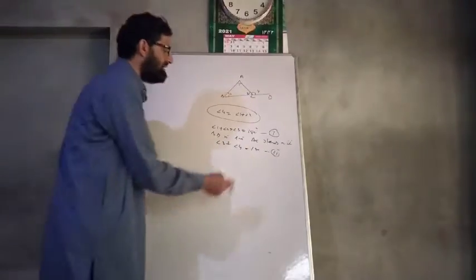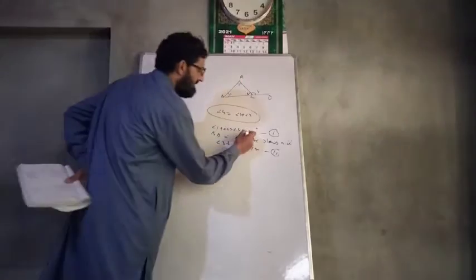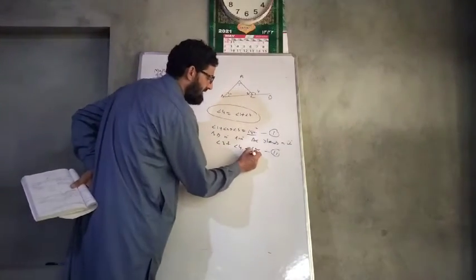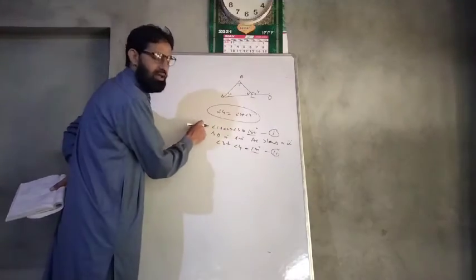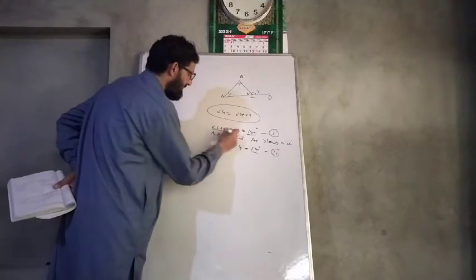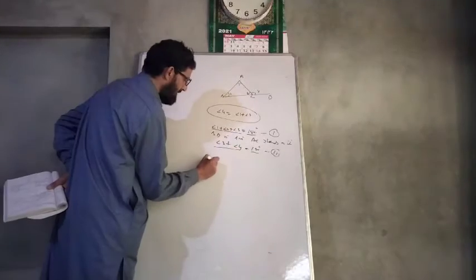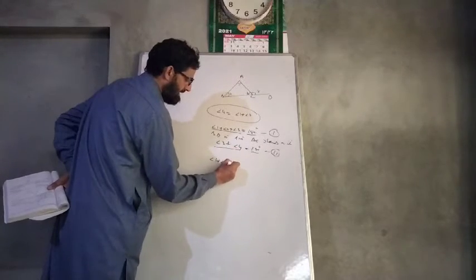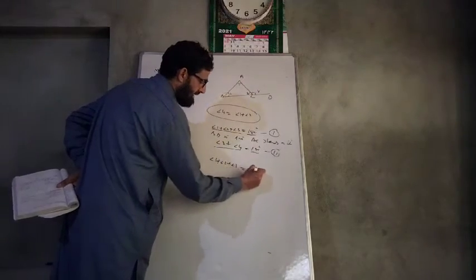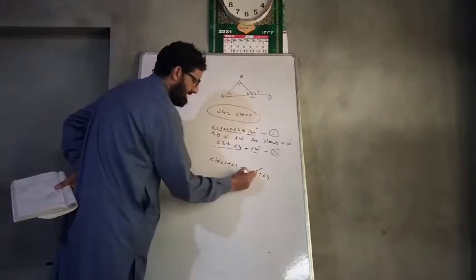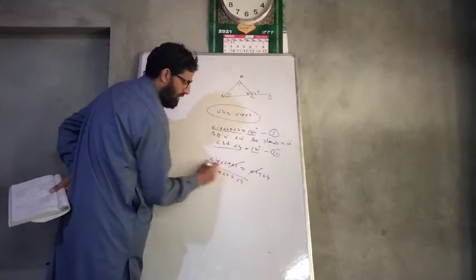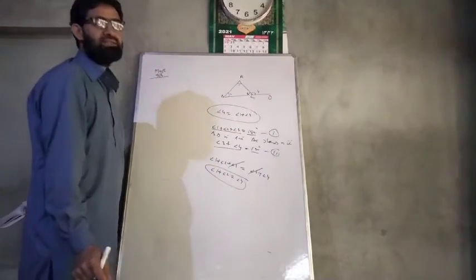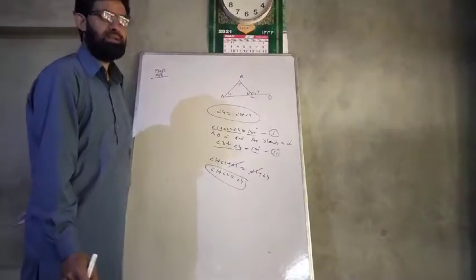Now when we compare these two equations, see the right hand side here is 180, here it is also 180. When right hand sides are equal, left hand sides are also equal. Therefore this left hand side is equal to this left hand side. So angle 1 plus angle 2 plus angle 3 is equal to angle 3 plus angle 4. Angle 3 cancels. Angle 1 plus angle 2 is equal to angle 4. So the external angle is equal to the sum of two interior opposite angles.